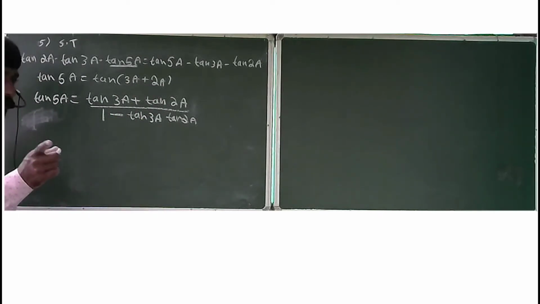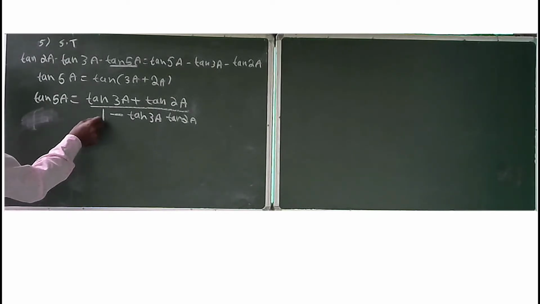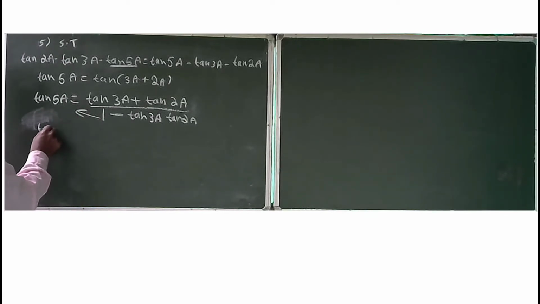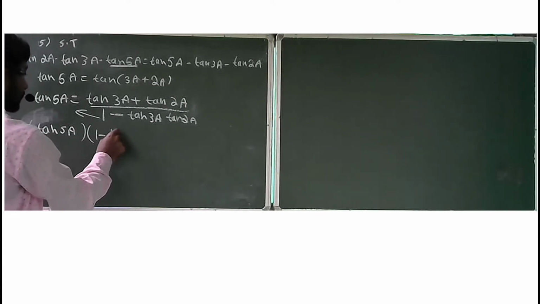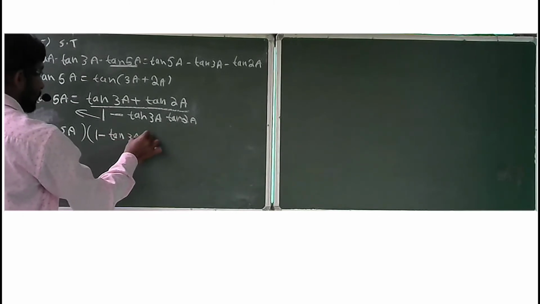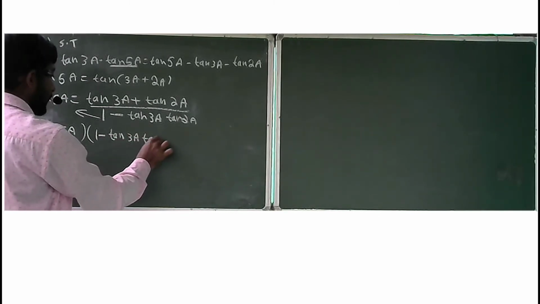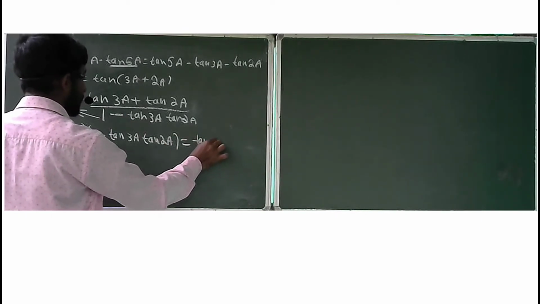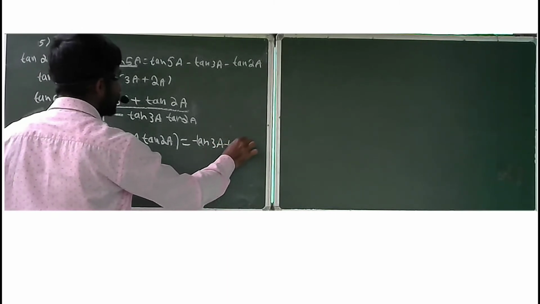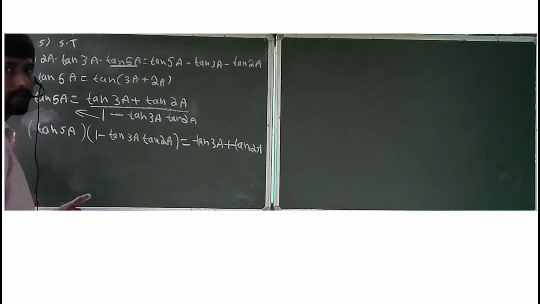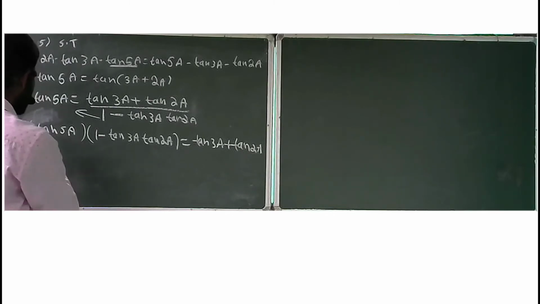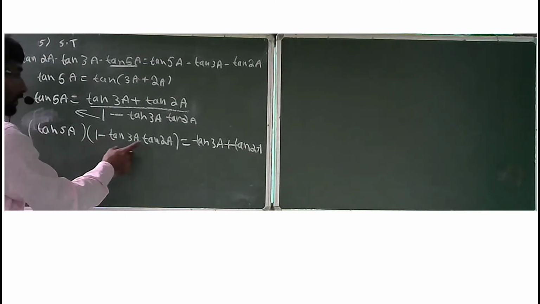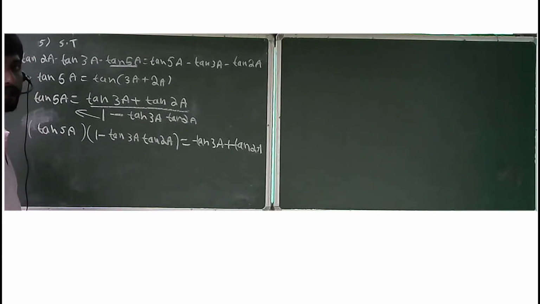In the next step, simplify, cross multiply. Here you will get tan 5a into 1 minus tan 3a into tan 2a is equal to the remaining term, tan 3a plus tan 2a. Taking the denominator to the LHS, you will get tan 5a into the denominator equal to the remaining numerator. In the next step, multiply.